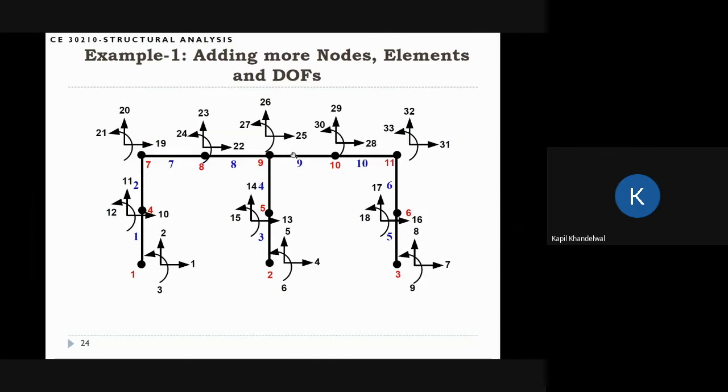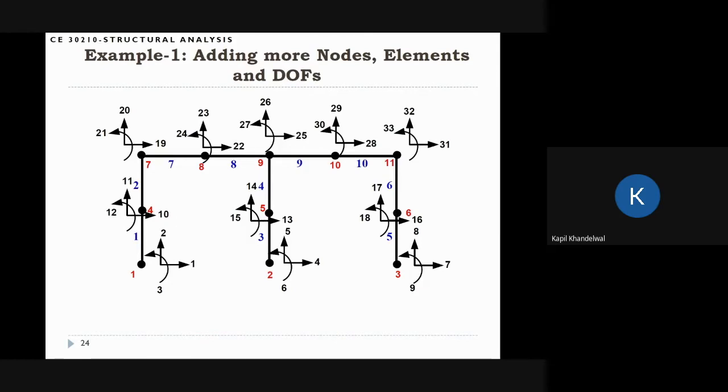So I have introduced more nodes, which means I have introduced more degrees of freedom. Now the total degrees of freedom in the system are 33, because there are 11 nodes, and 11 times 3 is 33. In this problem, I'm getting more information because I'm also calculating displacements at these center nodes now. These displacements I was not calculating in the earlier case.